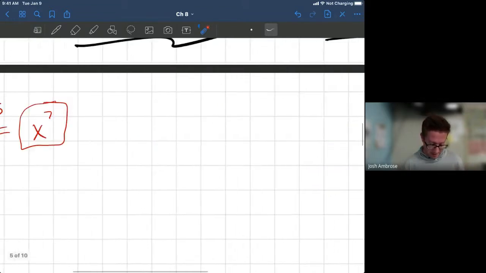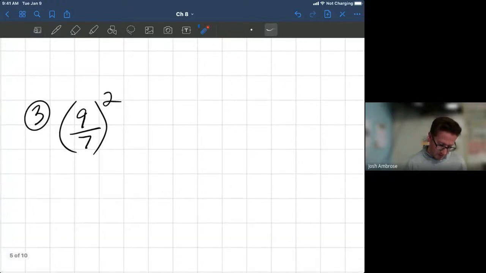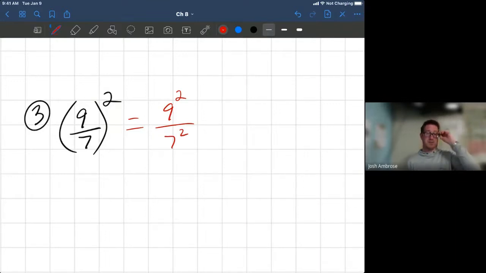All right, let's do our third example problem. Now what you're noticing is 1 fraction in parentheses, all brought to the 2nd power, means really we're going to have to distribute that 2 to both parts of the fraction. So let's write that out. 9 to the power of 2 over 7 to the power of 2.